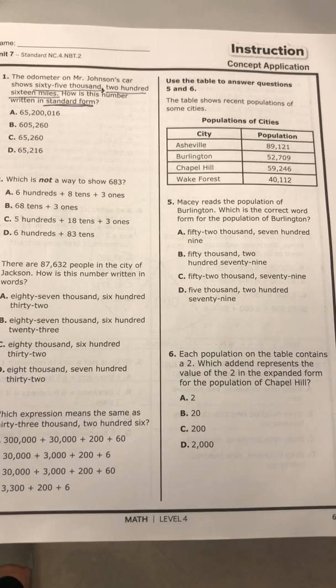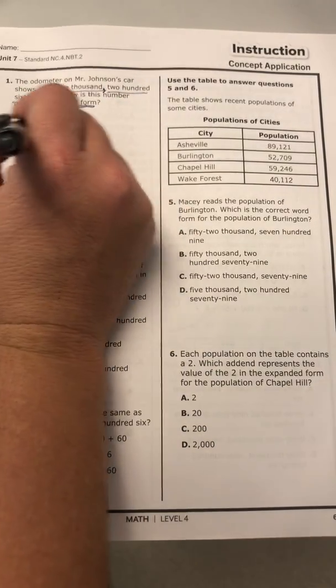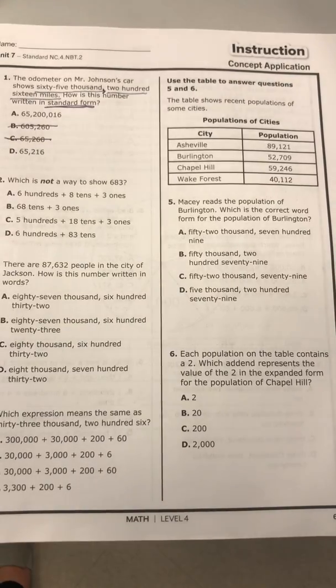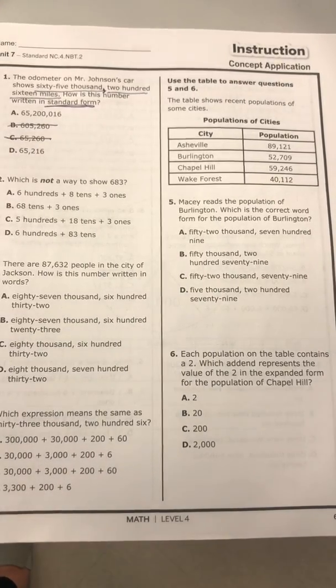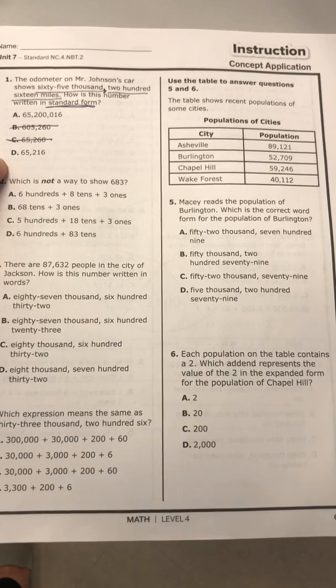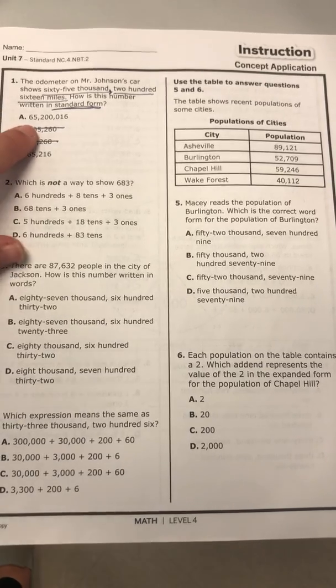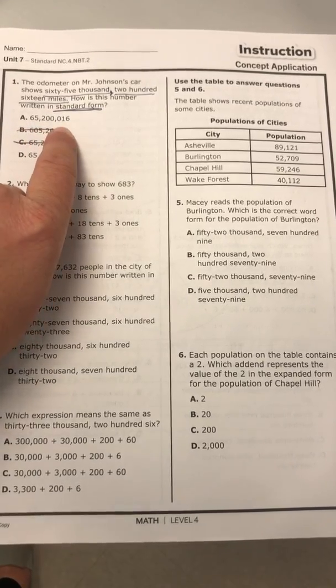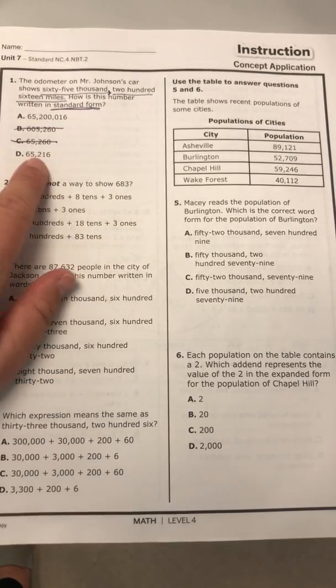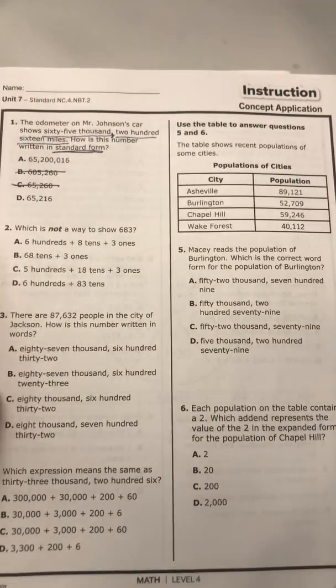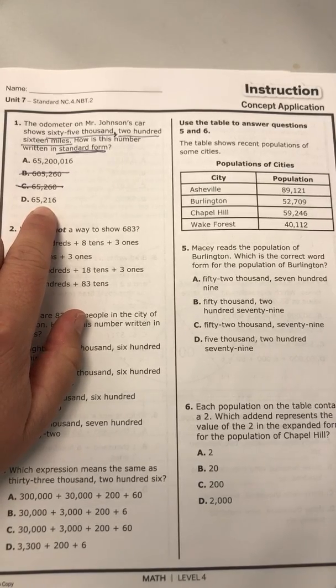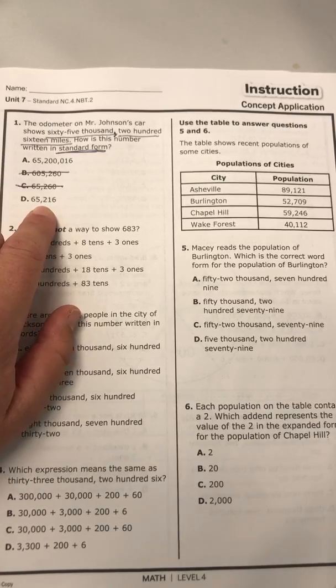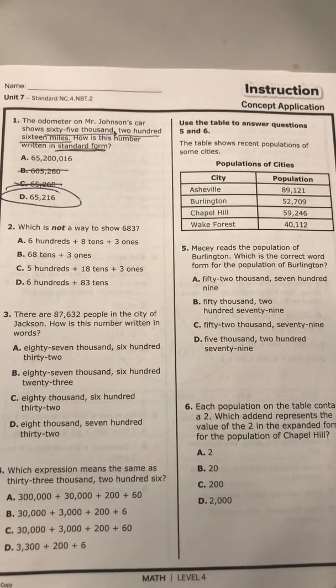So we need to find 65,216 miles. Well, we know this doesn't have 16 on the end of it, B or C. So it's either A or D. So we have 65,200,016 or 65,216. All you gotta do is read the number to yourself and say which one sounds like the one that I read, and that is D. Y'all with me? This is easy. Yes. Should be kind of reviewish.